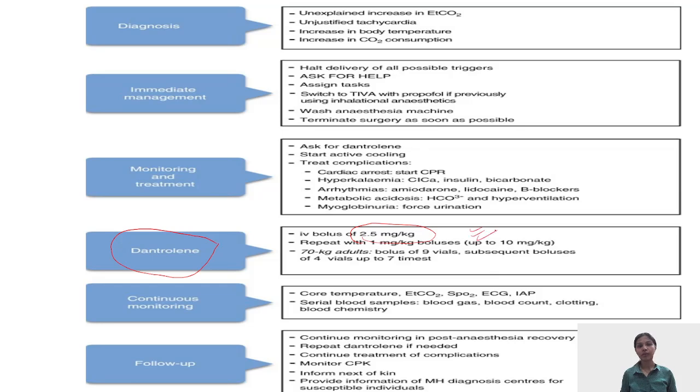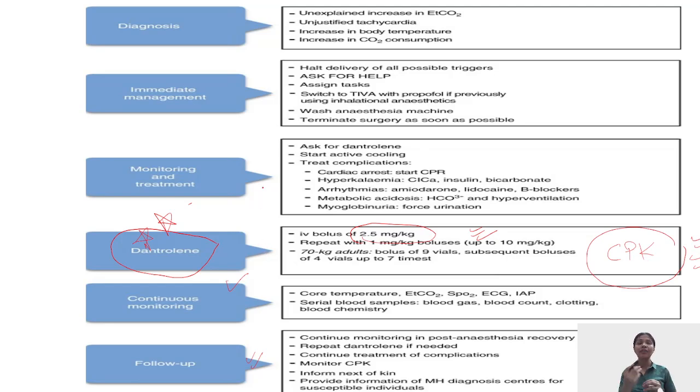Okay. And of course, you have to monitor then for all the consequences of hyperthermia, which could be hyperkalemia, arrhythmias, metabolic acidosis, or myoglobinuria, and everything has to be treated side by side symptomatically. The drug of choice for malignant hyperthermia is dantrolene. Continuous monitoring and follow-up of the patient has to be done. And one blood investigation that is very important in malignant hyperthermia is your CPK levels. Creatine phosphokinase levels are very important.